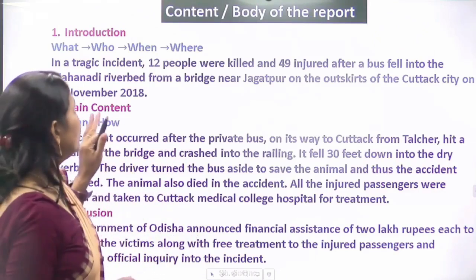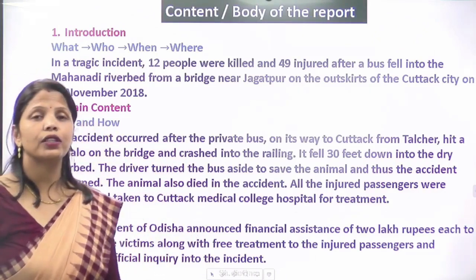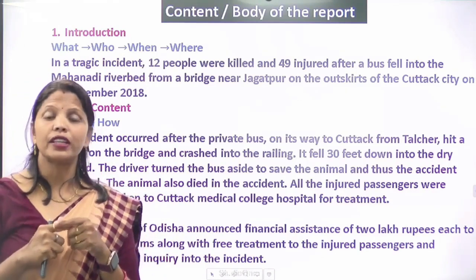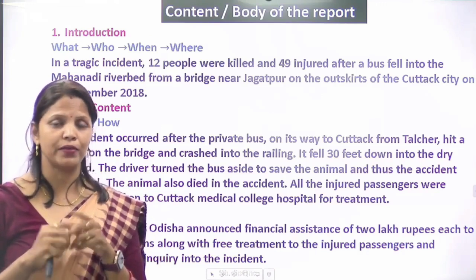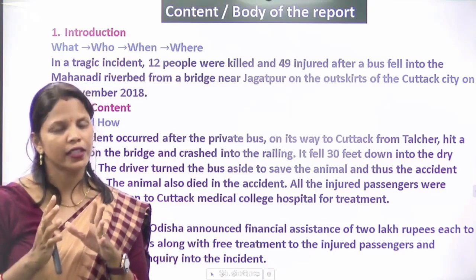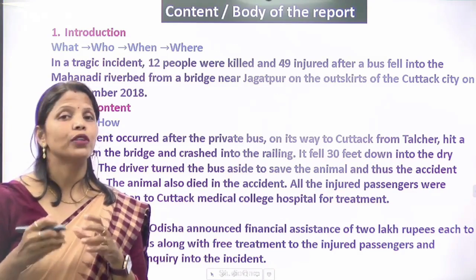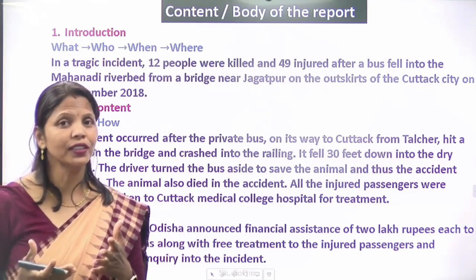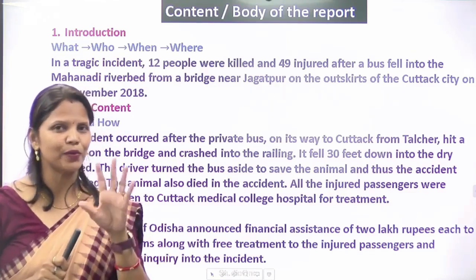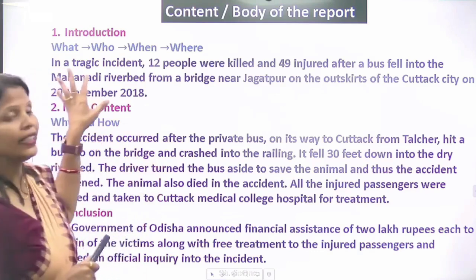So first, what comes in the body of the report? We divide the report into how many paragraphs? Three paragraphs. The first paragraph is the introduction. And what do we have to answer in the introduction? What, who, when, where. We will answer these four questions. So let's see the introduction.